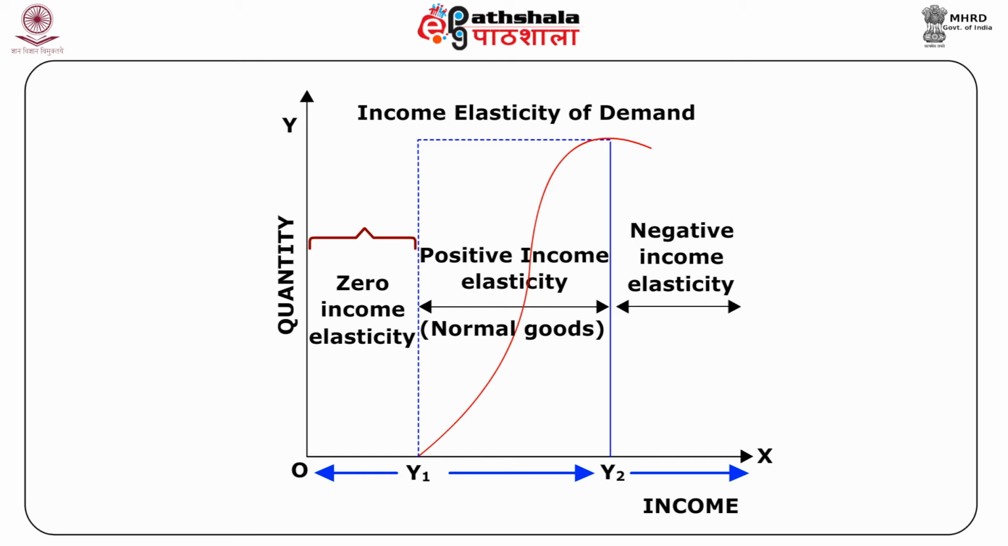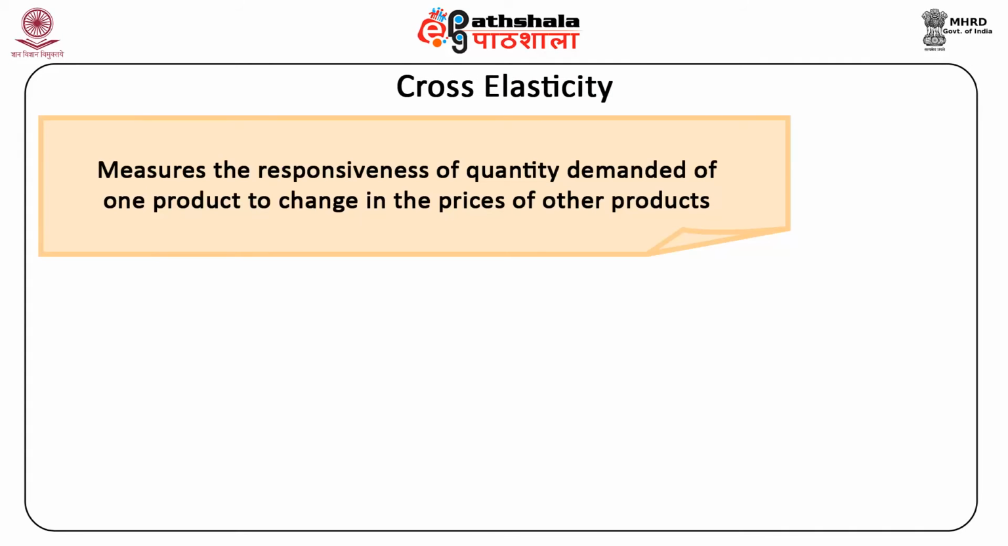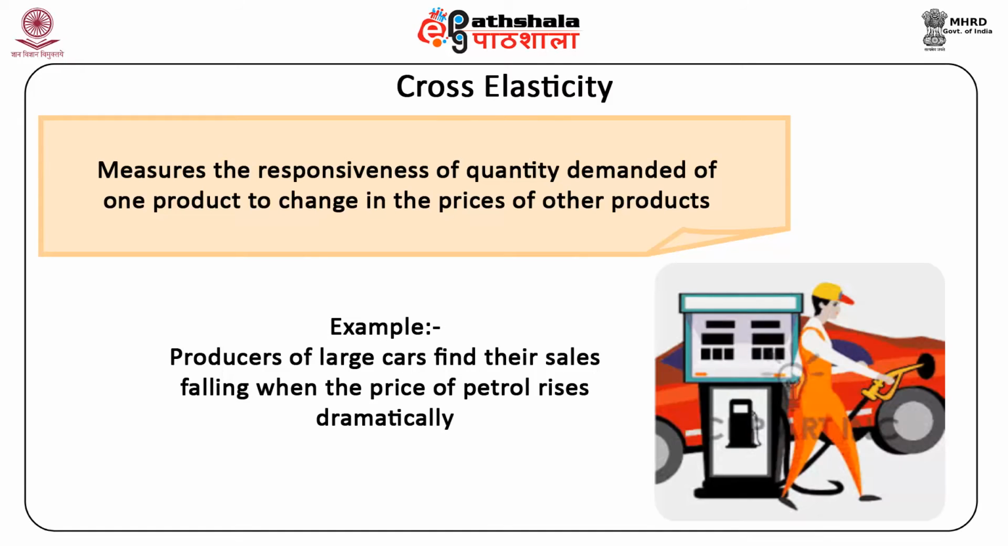Normal goods have positive income elasticity and inferior goods have negative income elasticity. Cross elasticity. It measures the responsiveness of quantity demanded of one product to change in the prices of other products. For example, the number of cars and petrol prices. Producers of large cars find their sales falling when the price of petrol rises dramatically after oil price increases.